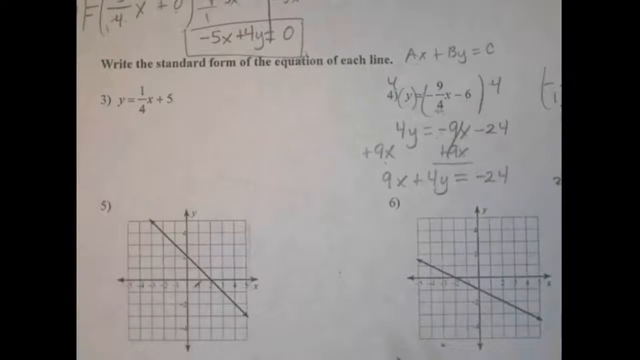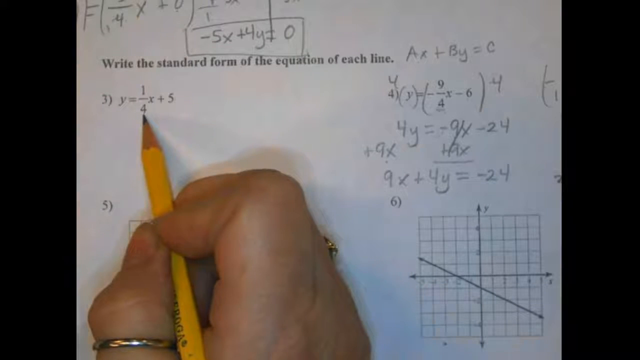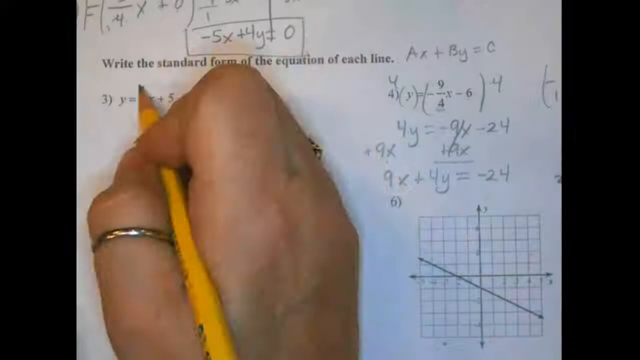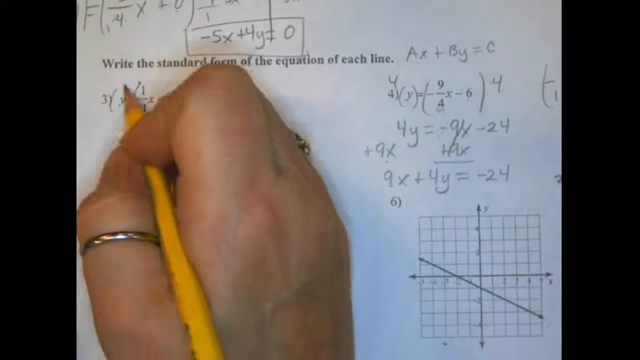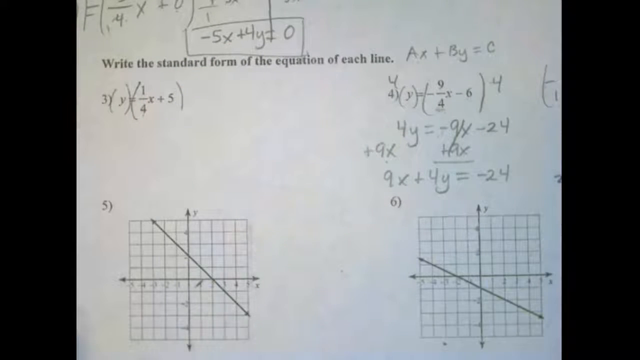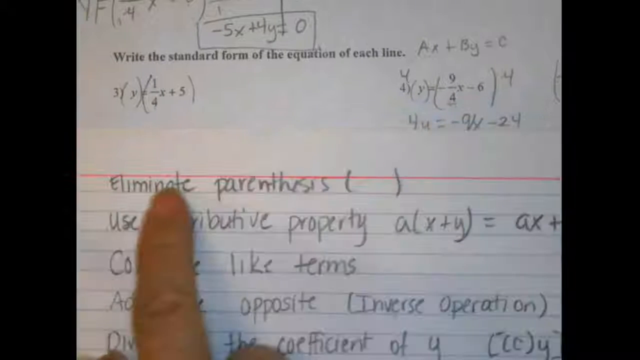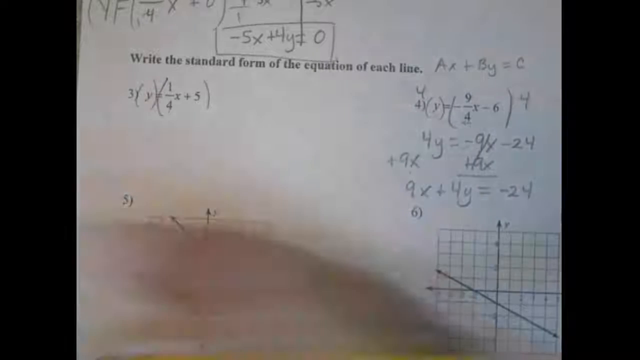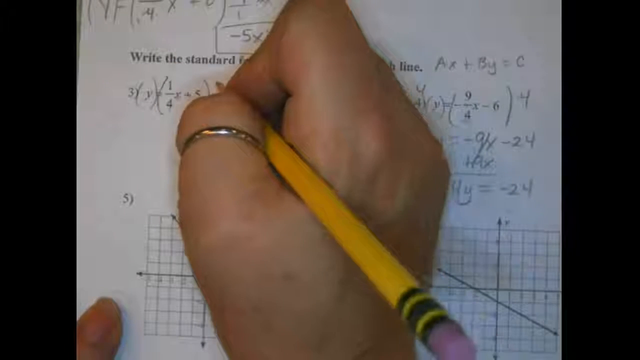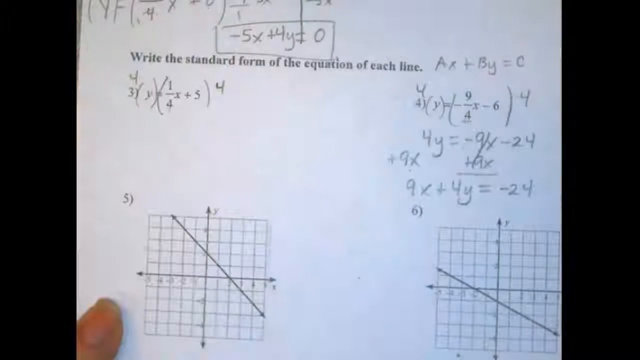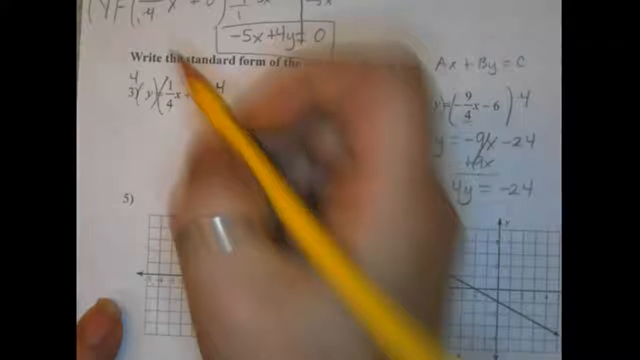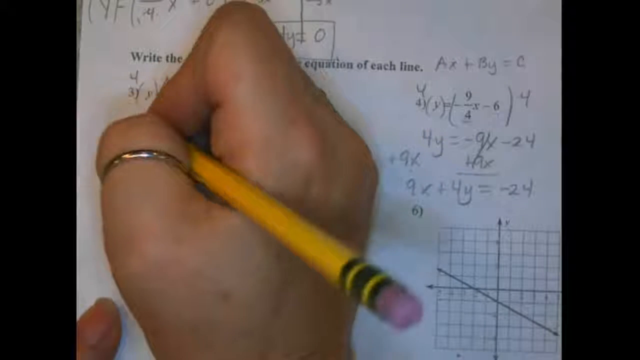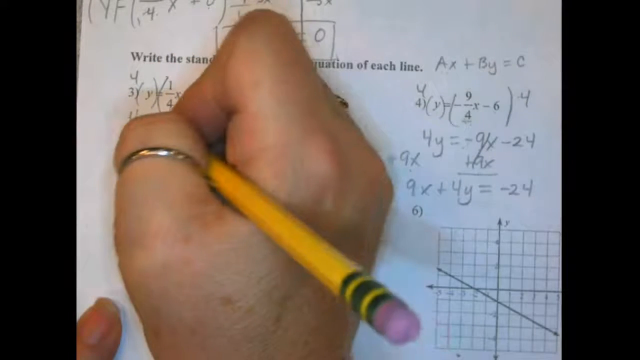So if we know that our first step is to get rid of this 4, what did I just add to my equation? I added parentheses, right? Eliminate parentheses. That's the first thing I need to do, get rid of these parentheses. So I got 4y, 4 times y. That eliminates my parentheses on that side.